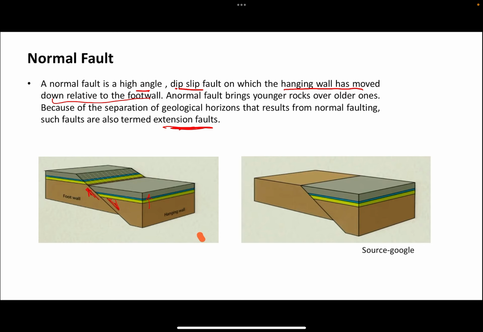So we can see that this is a pure dip slip normal fault because it does not have any strike slip component. Then there is a topographic high in the system, and if this topographic high erodes with time, it would stay like this.